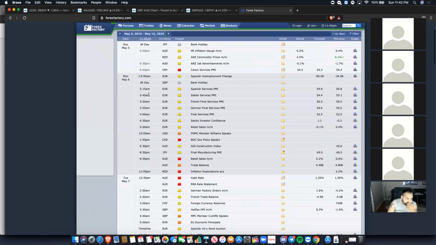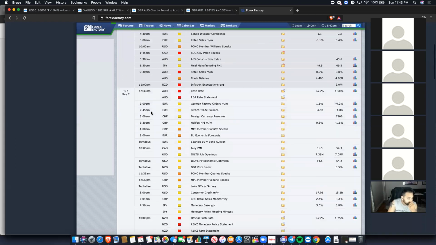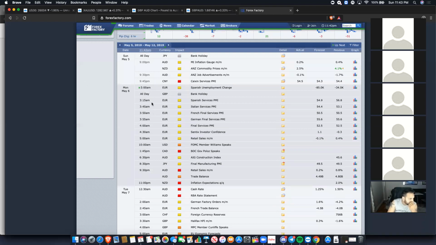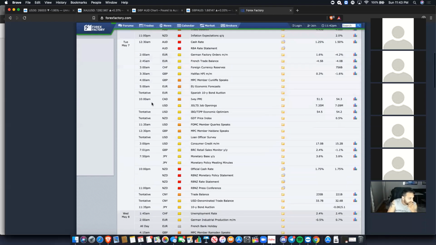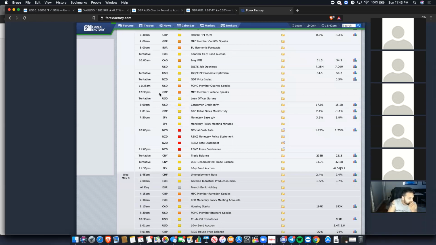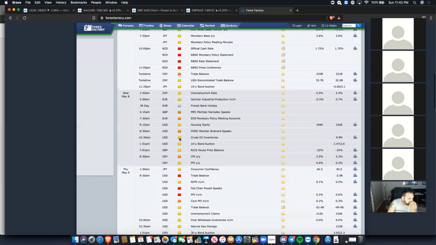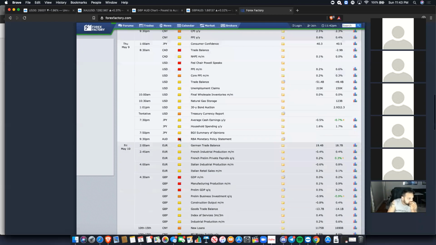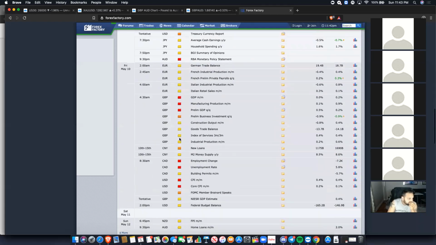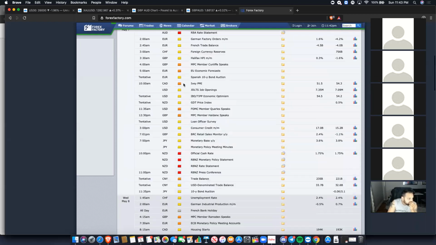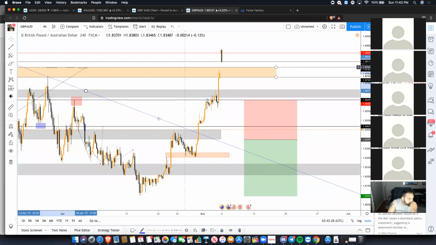Let's see what our week looks like. Tomorrow's a bank holiday. It makes sense that if we get some strength on the AUD, we could definitely see GBP AUD shrink. We got a 12:30 on Tuesday, orange folder, and on Friday we got some red folders, the GDP. We're curious to see if that's what's going to lead up to the market coming down as much as it can.